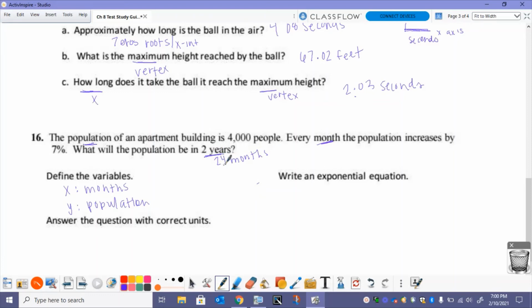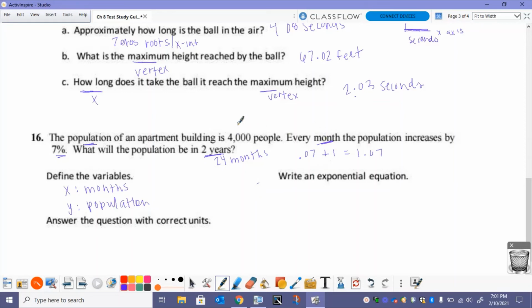Okay, every month it increases by 7%. So we need to take this rate. Remember, if it's given to you as a percentage, that's your rate, and turn it into a multiplier. So first we need to convert 7% to a decimal, which is 0.07. And our population is increasing, so we're going to add this to 1. So our multiplier is 1.07.